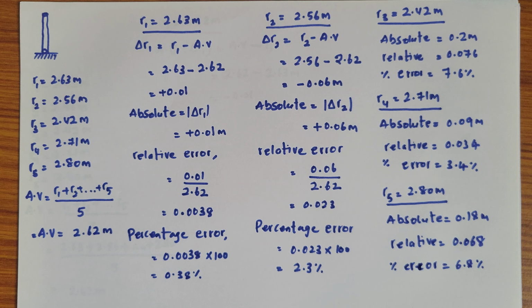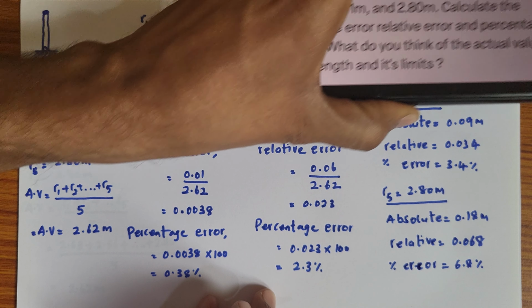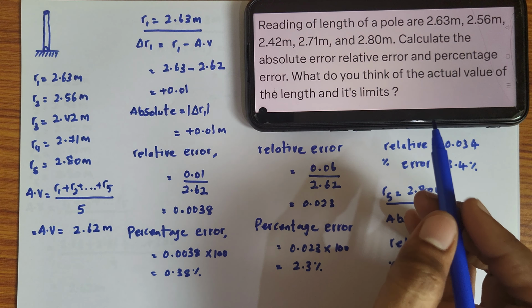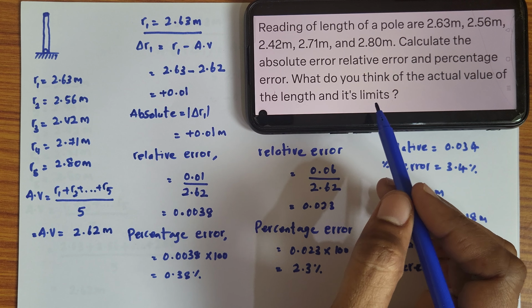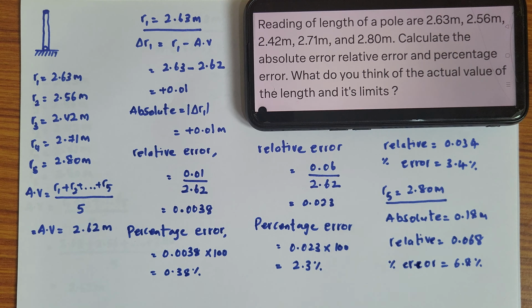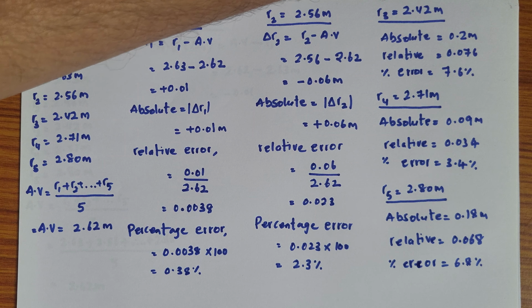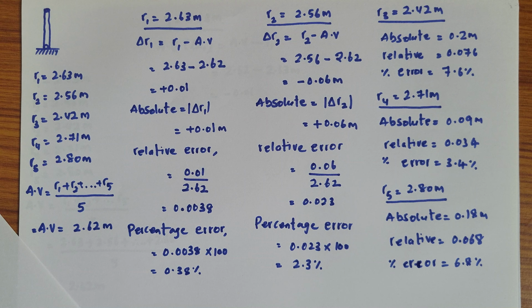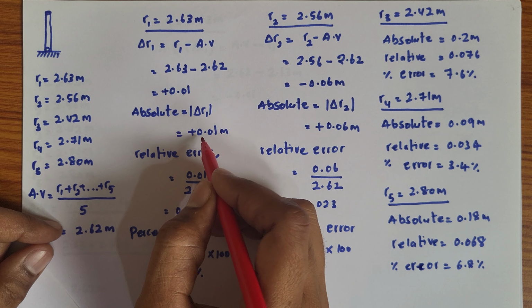You can do R3, R4, R5 on your own, and you can verify the answers. Okay. Now at the last they asked us to find out, if you look at the question, what do you think the actual value of the length and also its limits? What are the limits of the actual value? To find the limits of the actual value, you should be knowing the absolute errors average. What is the absolute error here? See, to find the limit, you should be knowing the absolute error, 0.01.